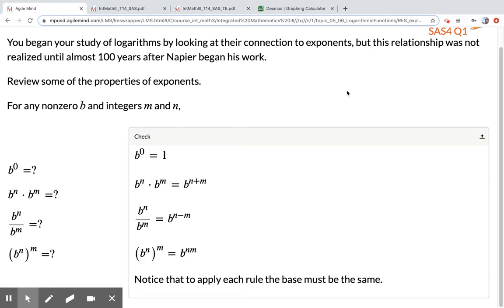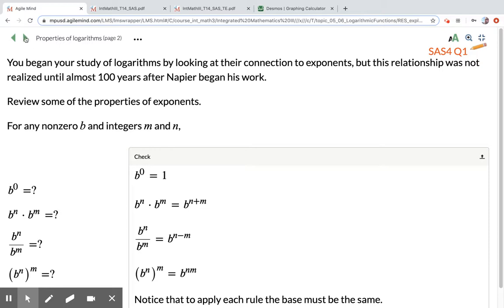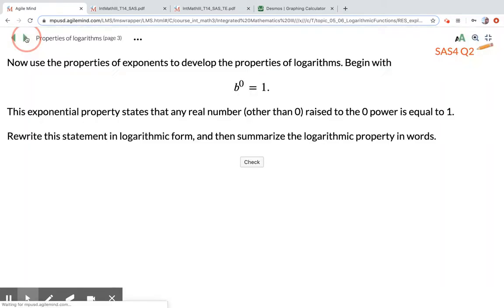If your bases are not the same, this totally doesn't work and it becomes really, really useless. But for now, we're good. So we're going to play with these properties now that you know them. We'll start off with the first one, b to the 0 power equals 1, because we said any real number other than 0 raised to the 0 power is equal to 1.